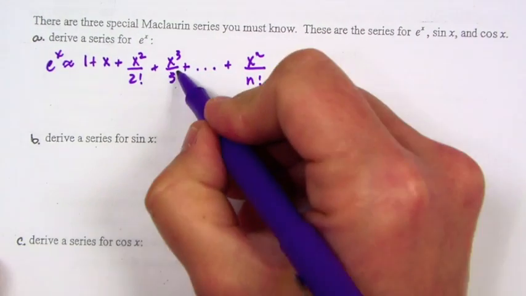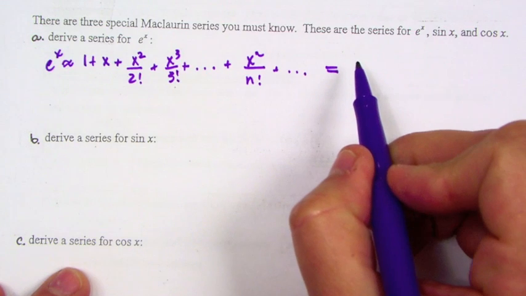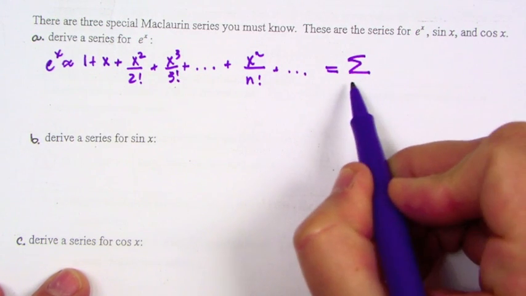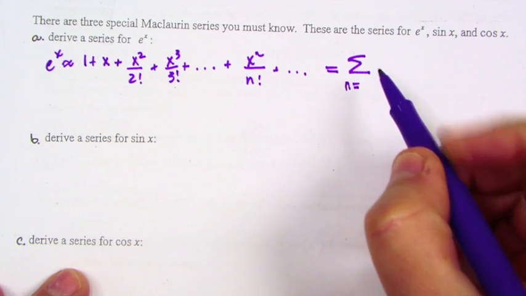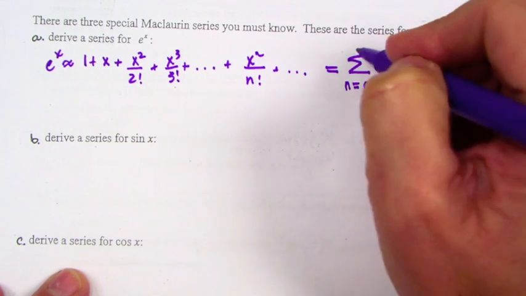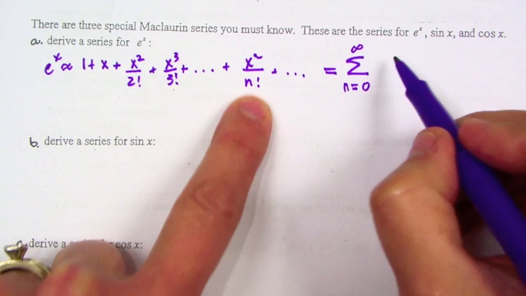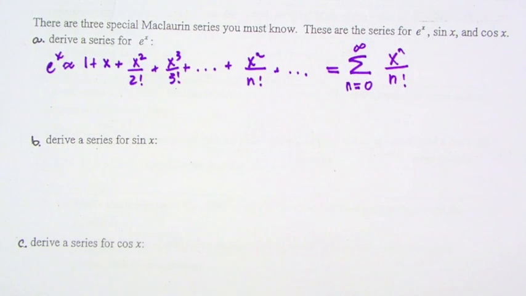And so then I will write this as the series, or the sum, from n equals 0. That's important. We've got to start this at 0. To infinity. And then all I've got to do is take that term, x to the n over n factorial.